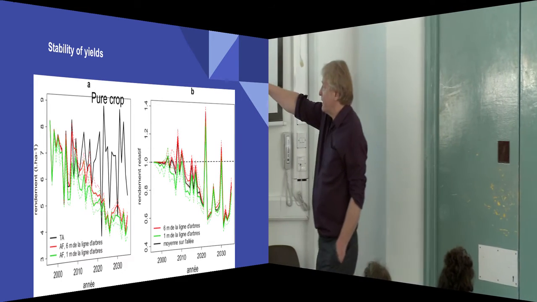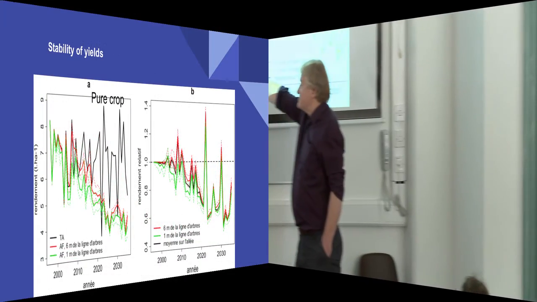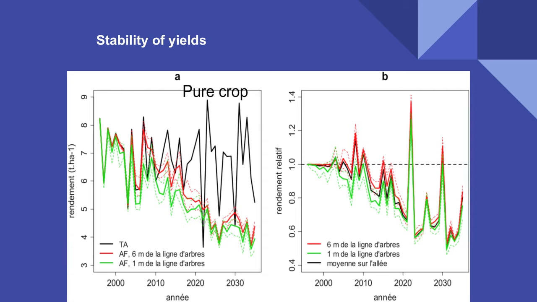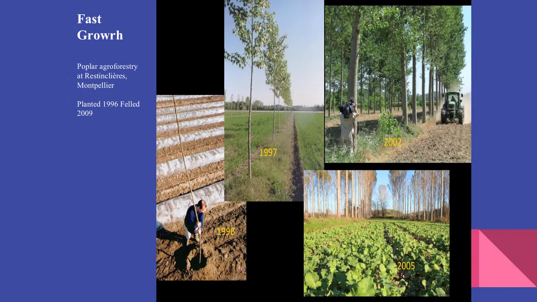Clearly the raw yield in this case is dropping for the crop, but the variability of that yield is less. So this is the ratio of the yield in monoculture versus the yield in between poplar trees. And while it's dropping, you do find that there are years in which the agroforestry can outperform the monoculture.